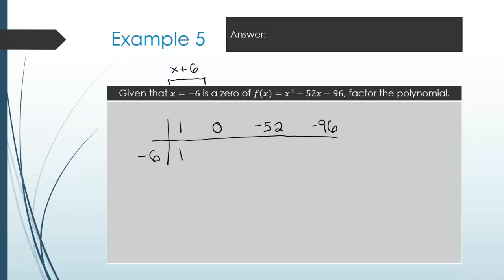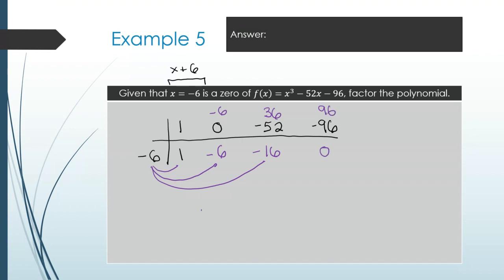So now I'm going to go through the synthetic division. I'm going to multiply. Negative 6 times 1 is negative 6. And then add. Negative 6 plus 0 is negative 6. Negative 6 times negative 6 is 36. 36 minus 52. That is one where I'm going to use my calculator, and make sure I actually enter it in correctly. That gives me negative 16. Negative 6 times negative 16, definitely using a calculator for this one, is 96. 96 minus 96 is 0.